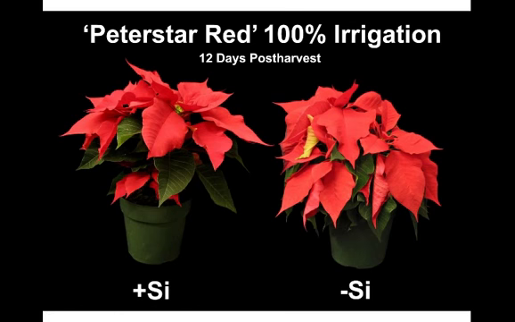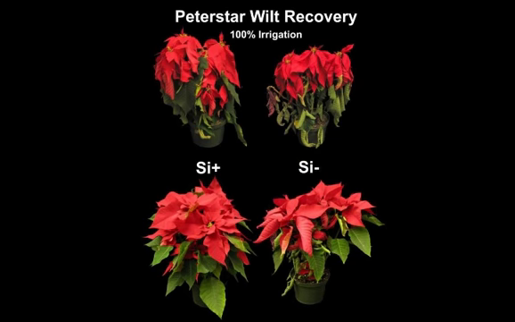So this could be used to improve shelf life of poinsettias if they're not going to be watered in a retail setting, such as might happen at big box stores. It could also be used to improve plant conditions in the homeowner environment as well. And then we waited till the plants were wilted. Here's an example from Peterstar, and we re-watered them, and our silicon-treated plants showed better recovery from wilt as well.